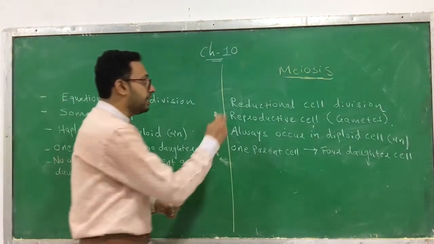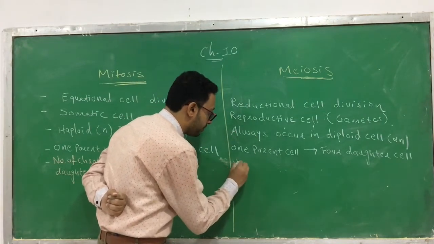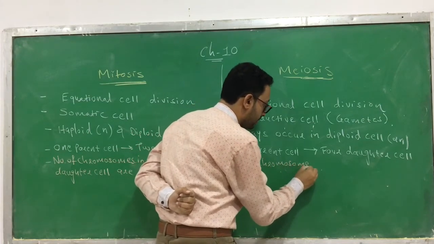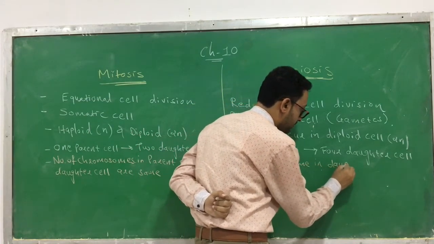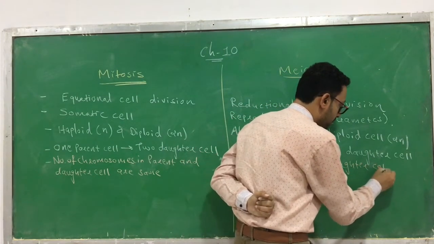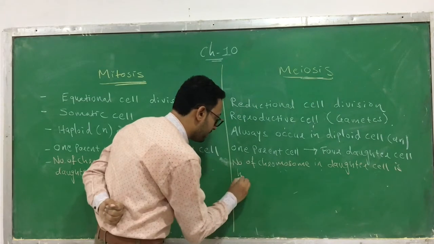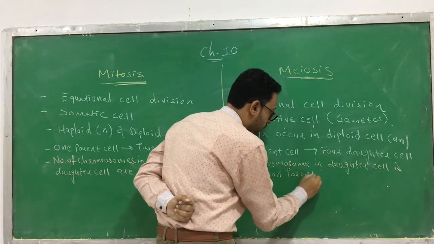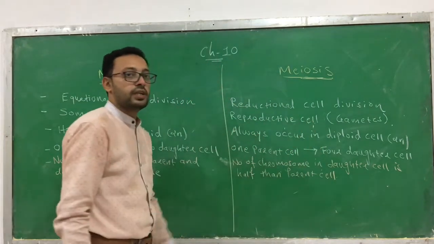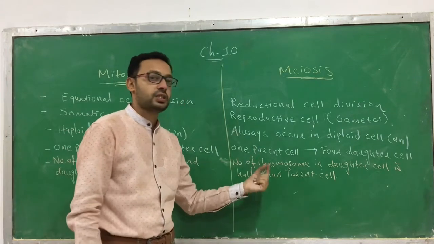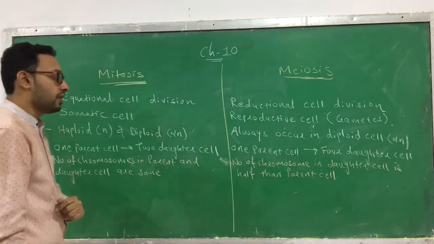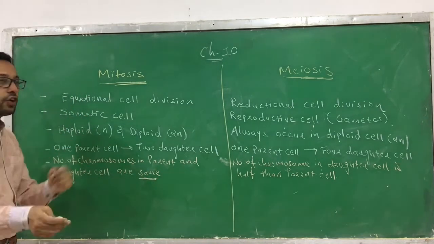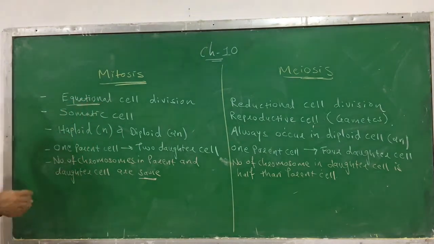But here in meiosis, the number of chromosomes in the daughter cell is half. Remember, half than the parent cell. So if the parent cell has 46 chromosomes, then its daughter cell, which is produced by the meiosis process, has only 23 chromosomes. Okay, so here the chromosome number remains the same, equal in parent and daughter. That's why we are calling it equational cell division.